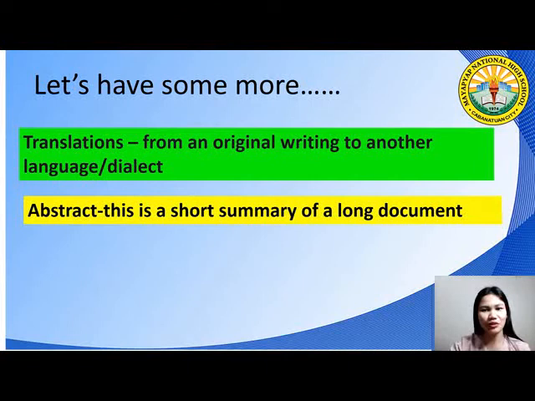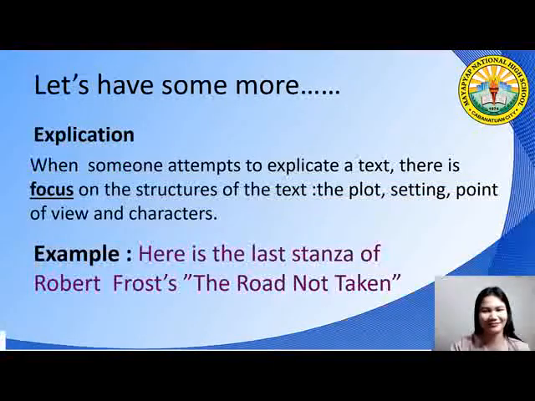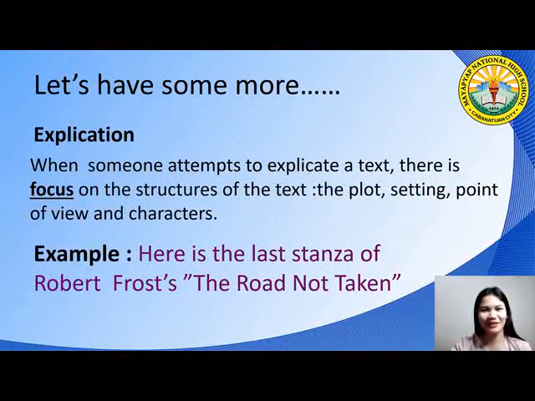Abstract. This is a short summary of a long document. This is an example of a long document. Explication. It's a work which explains a part of a particular work. When someone attempts to explicate a text, there is focus on the structures of the text: the plot, the setting, a point of view, and characters. For example, here is the last stanza of Robert Frost's The Road Not Taken, and then explain the meaning or interpret that stanza.